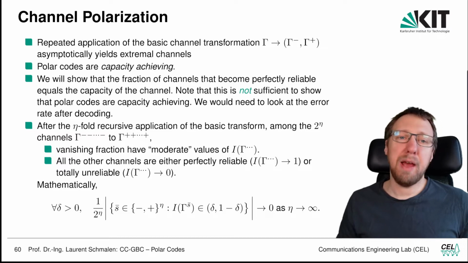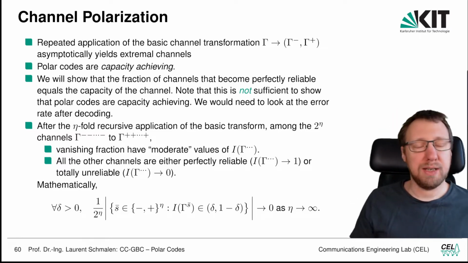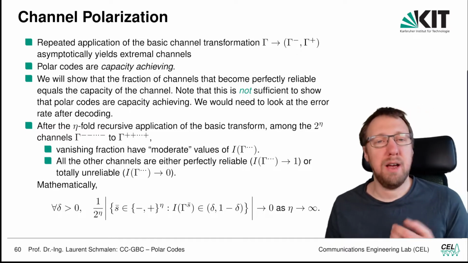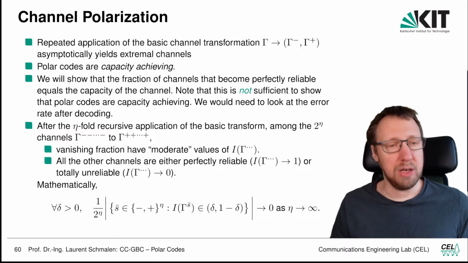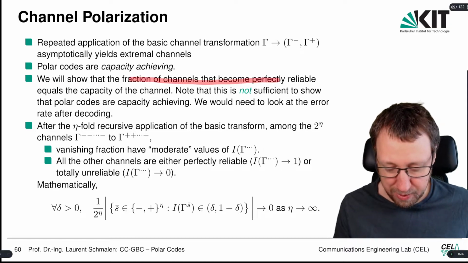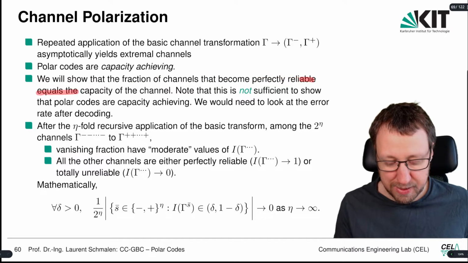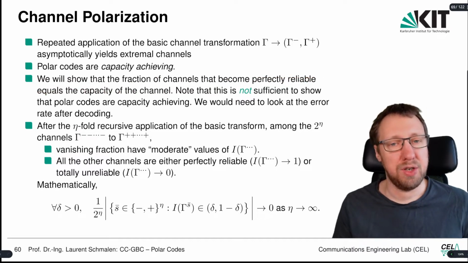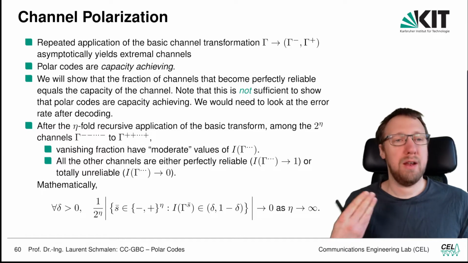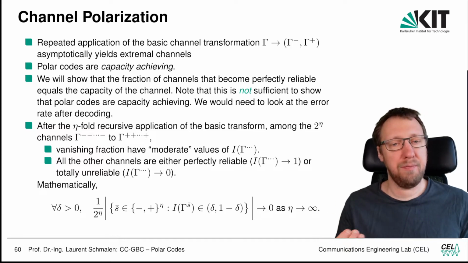And this can actually be used to show that polar codes are capacity achieving. What we will show is a part of this: that the fraction of channels that become perfectly reliable is equal to the capacity of the channel. When we can use them to communicate, we can communicate at capacity.